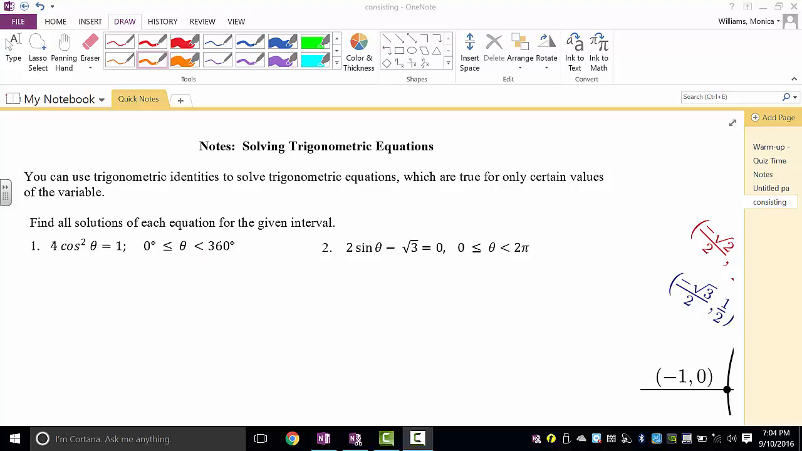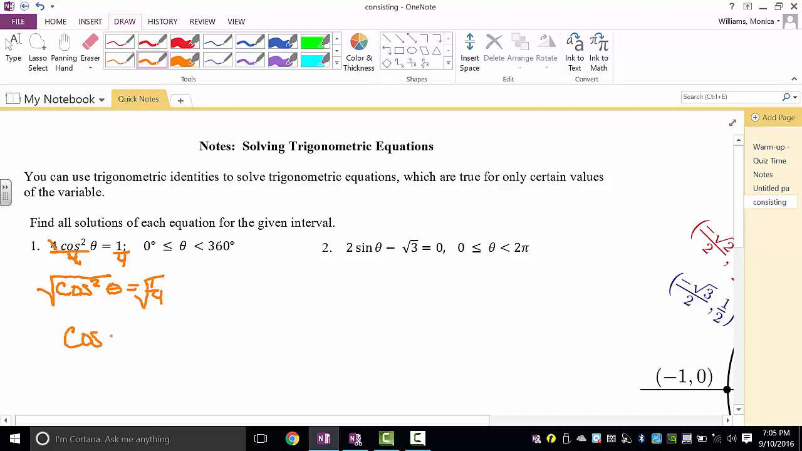The first thing you want to do is to try to isolate your trig function. So we're going to isolate cosine theta. That means solve for cosine theta. The opposite of 4 times is divide by 4, both sides of your equation. That gives us cosine squared theta equals 1/4.